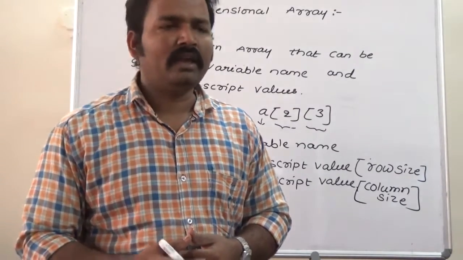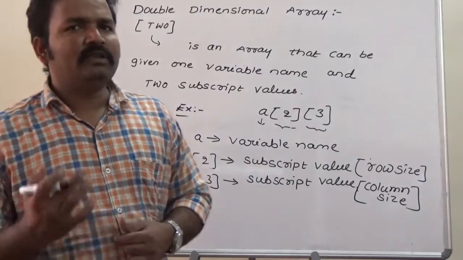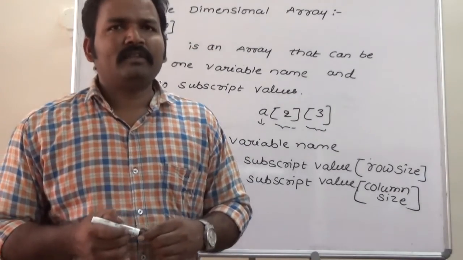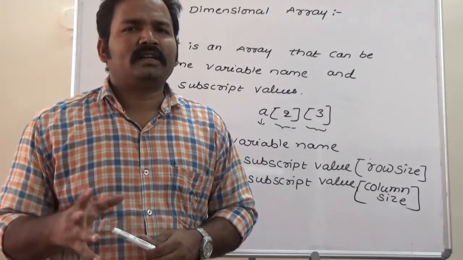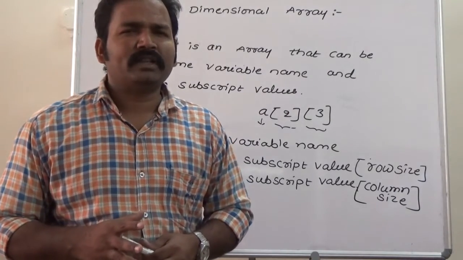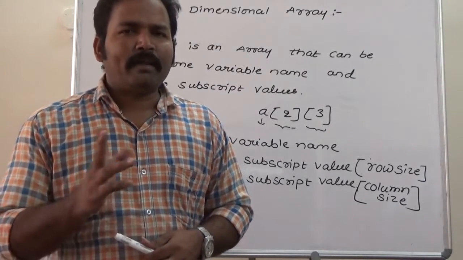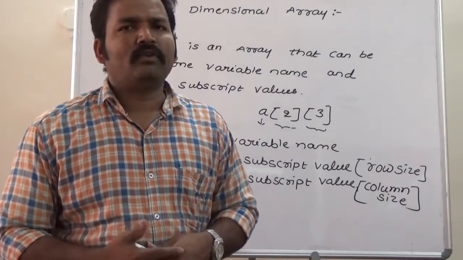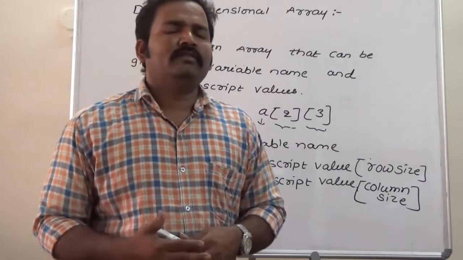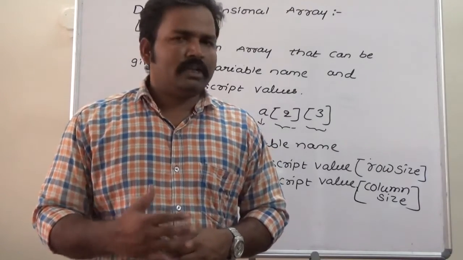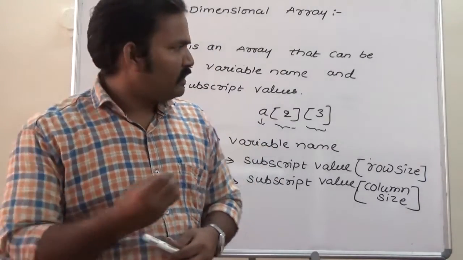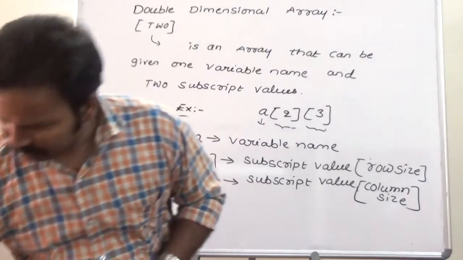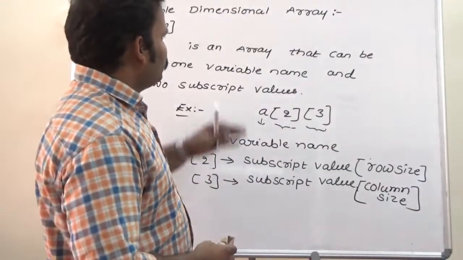dimensional array. Here the question is, when do we use a double dimensional array? Whenever we want to represent data in tabular format or matrix format, then we use a double dimensional array. And this array can be implemented very easily. So clear? That is the definition.